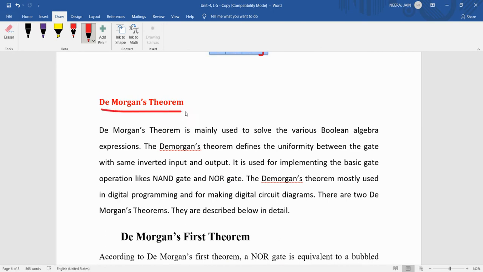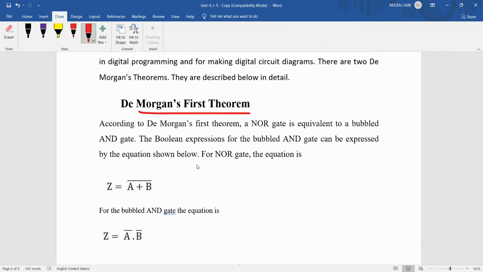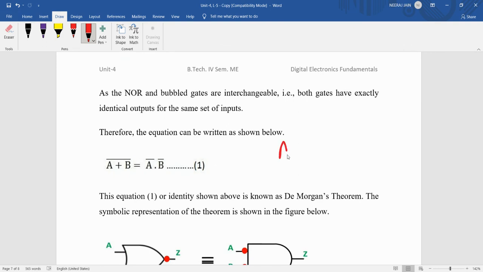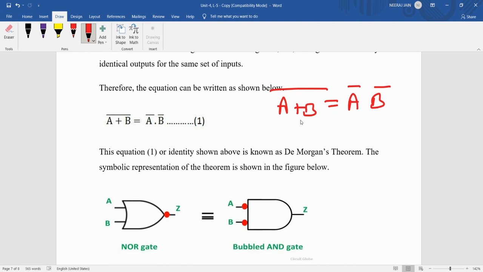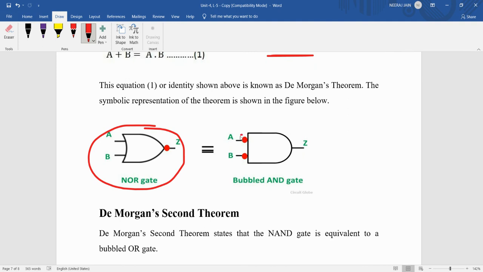Now there are two De Morgan theorems. The first De Morgan theorem says (A plus B) bar is equal to A bar B bar. It means that (A plus B) bar is the NOR gate, and A bar B bar can be realized like this. It is the bubble. It means the OR gate's entry is A bar, and the AND gate's entry will be B bar. Now Z will be A bar dot B bar.